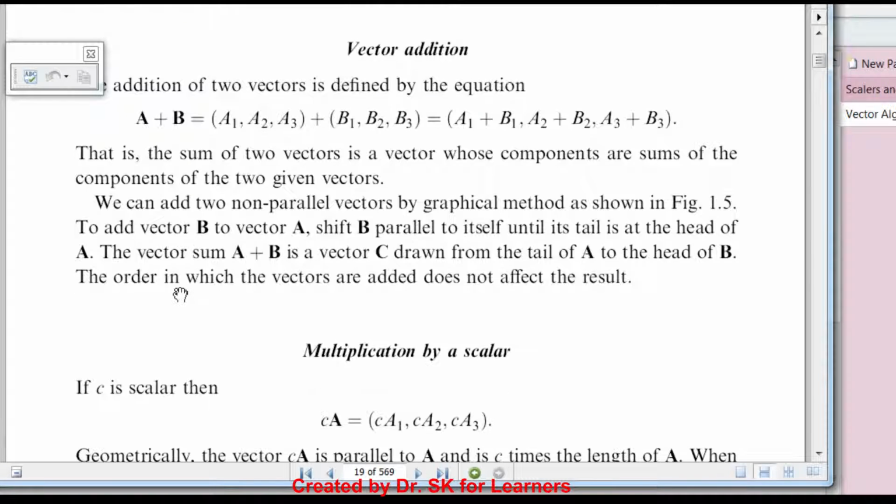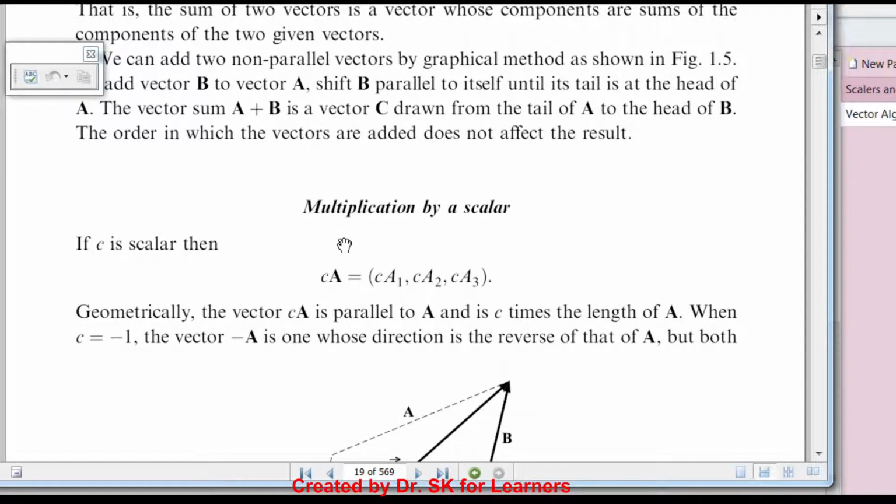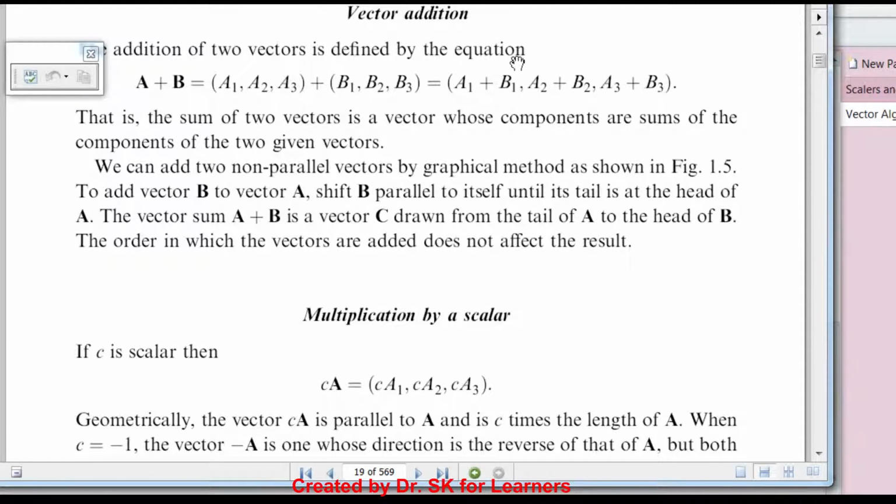Now we'll go to the second paragraph. What it says: we can add two non-parallel vectors by graphical method, but I'm not going into the graphical method now. I have a small application that we'll discuss in our subsequent classes that will make us understand how the graphical method can be used easily. For now, we are skipping that part.